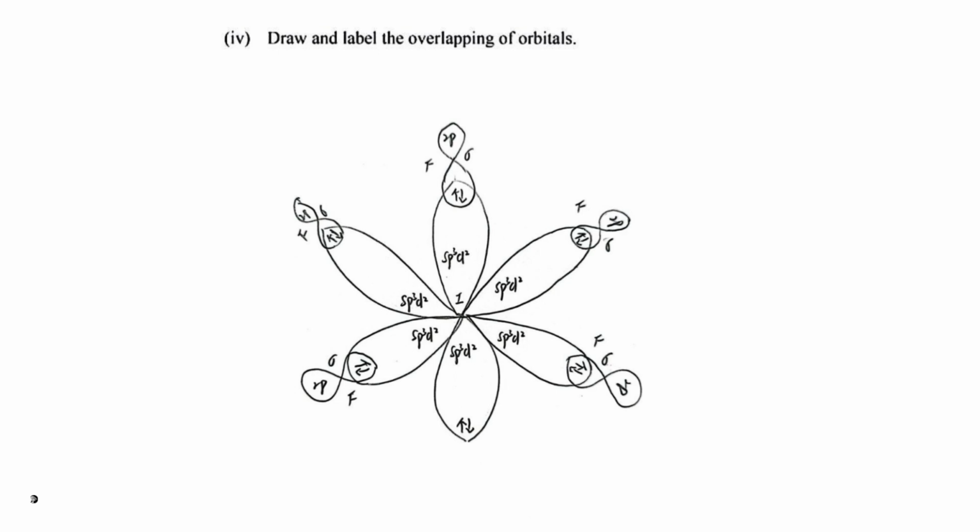Okay, let's move to the fourth question: draw and label the overlapping orbitals. First things first, when we are drawing, we need to label it. We need to label the F and the iodine. For the F, we know that the p orbital is dumbbell-shaped, so we need to draw it like a dumbbell shape. After we draw, we need to write the sigma bond, and we also need to write the valence electrons there.